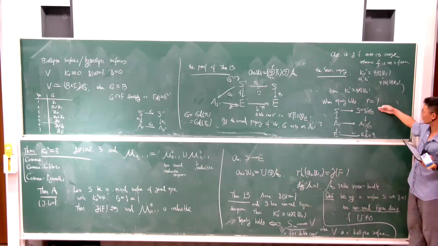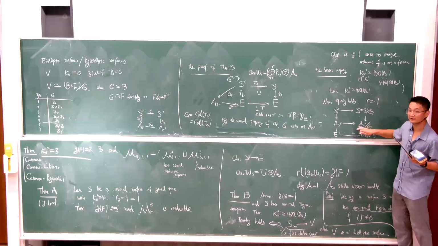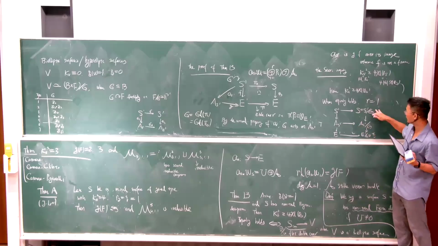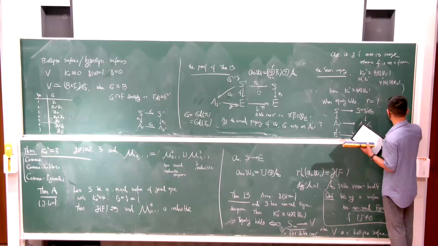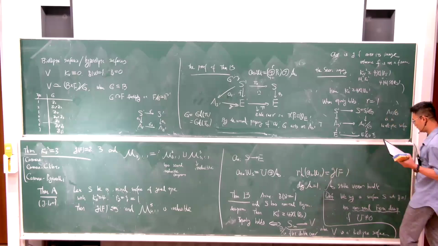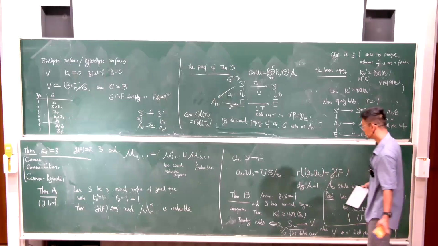Because the q of S should be 1. So we see from this diagram that this quotient is a free quotient. And by q of S equal to 1, we know the q of this one is again 1. So this quotient should be a bielliptic surface. Okay, so that's basically the proof of Theorem B.